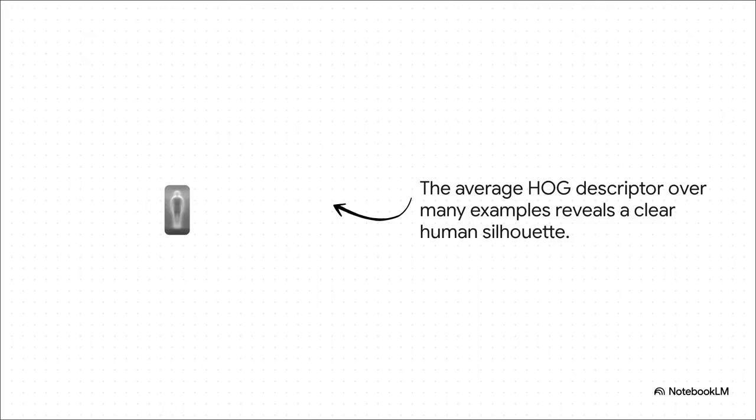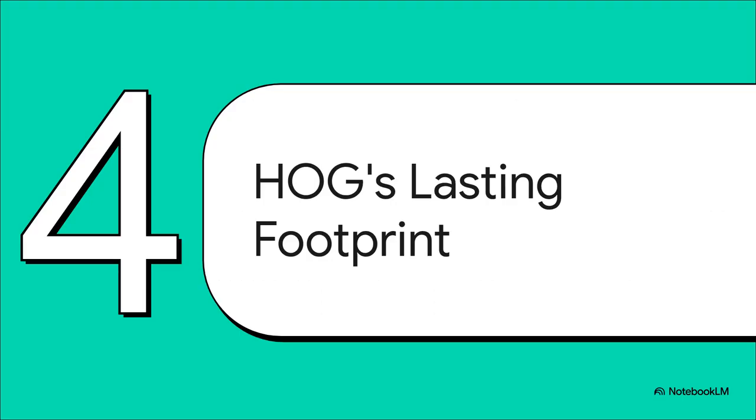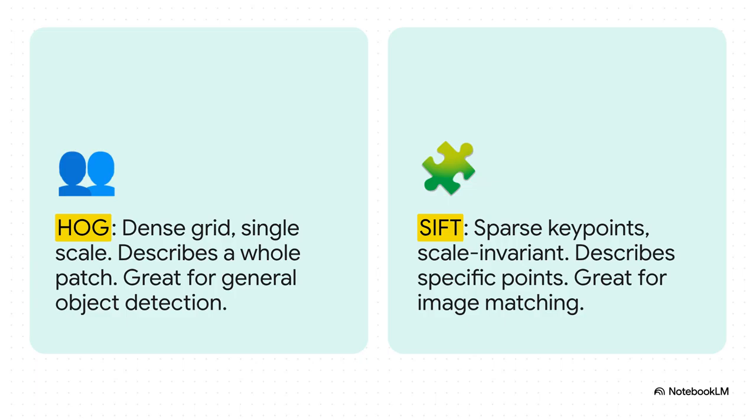So cool. HOG was a complete game changer, no doubt about it. But it didn't just appear in a vacuum. So let's take a step back and see where it fits into the bigger story of computer vision. You might have heard of another famous feature descriptor called SIFT. But here's the thing, they're built for totally different jobs.